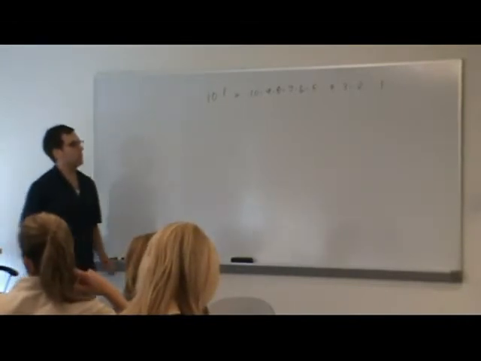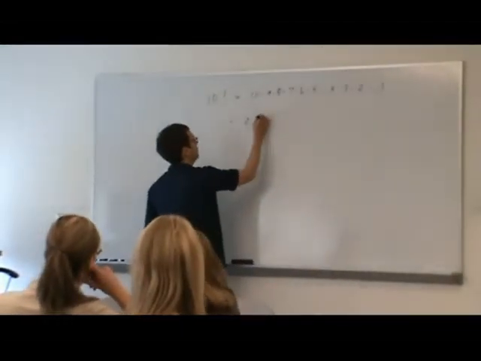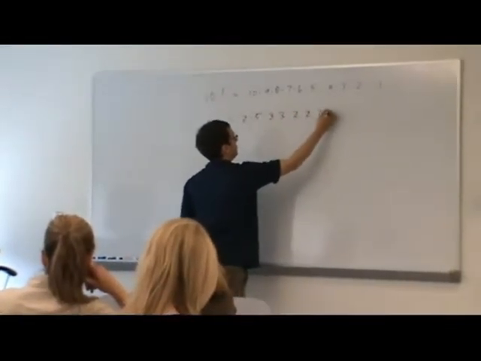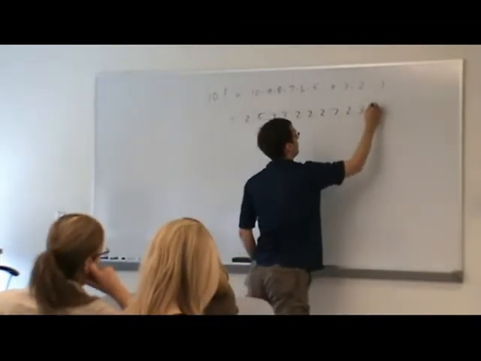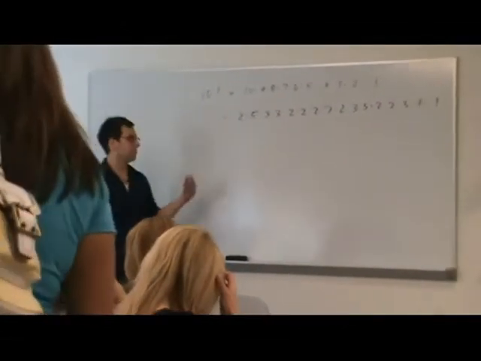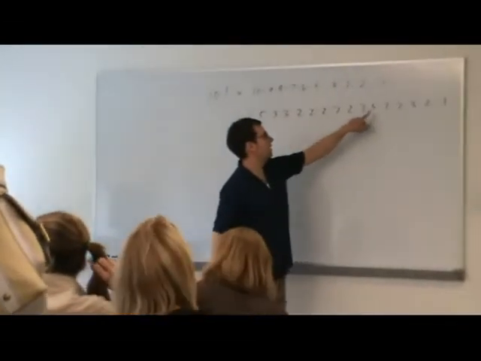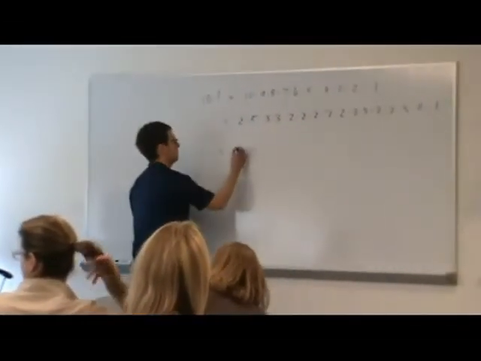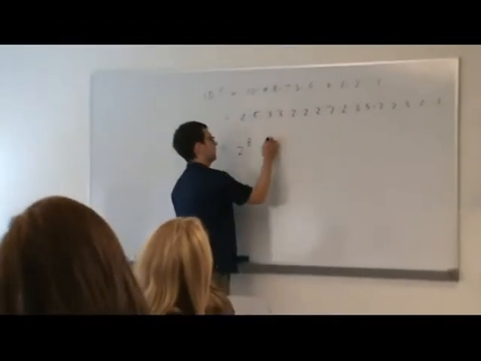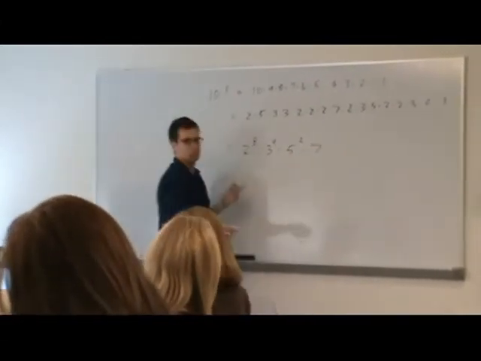So I think one of the questions asked for just the prime factorization of 10 factorial. Well, that's not too tough. 10 is 2 times 5. 9 is 3 times 3. 8 is 2 times 2 times 2. 6 is 2 times 3. 4 is 2 times 2. And then you just have to collect them all together. We have how many twos? 1, 2, 3, 4, 5, 6, 7, 8 twos. And threes? 4. And fives? And sevens.